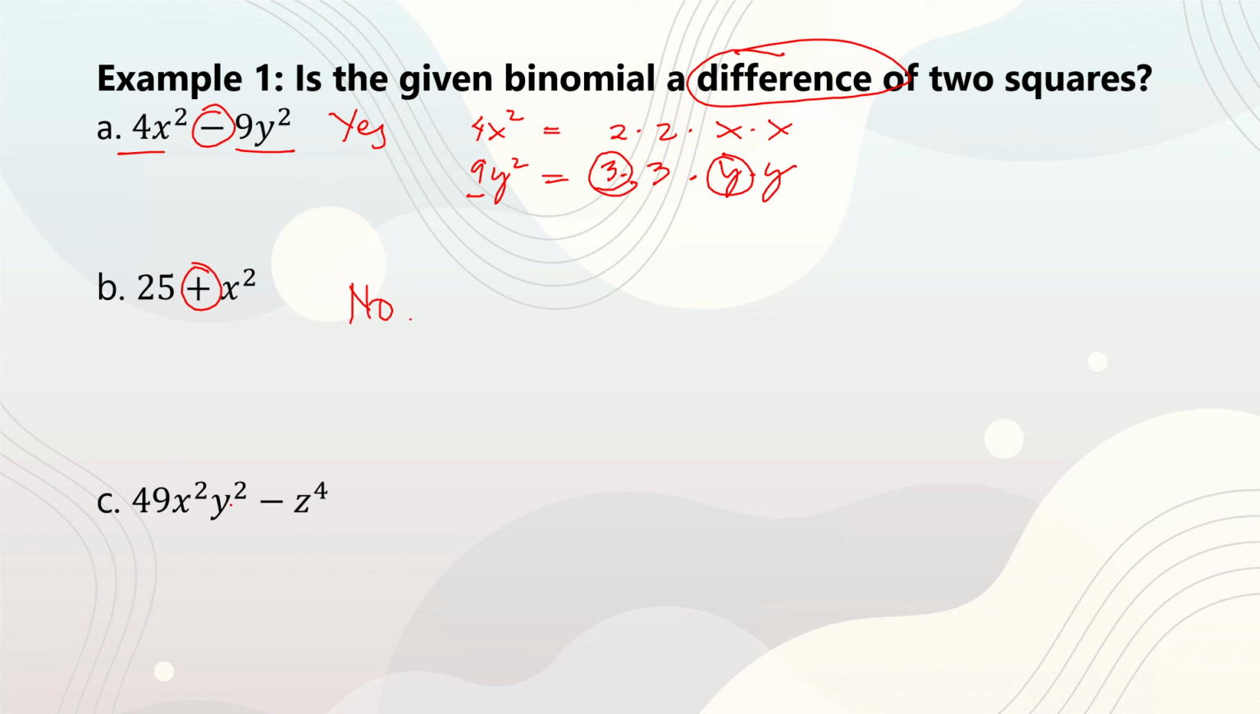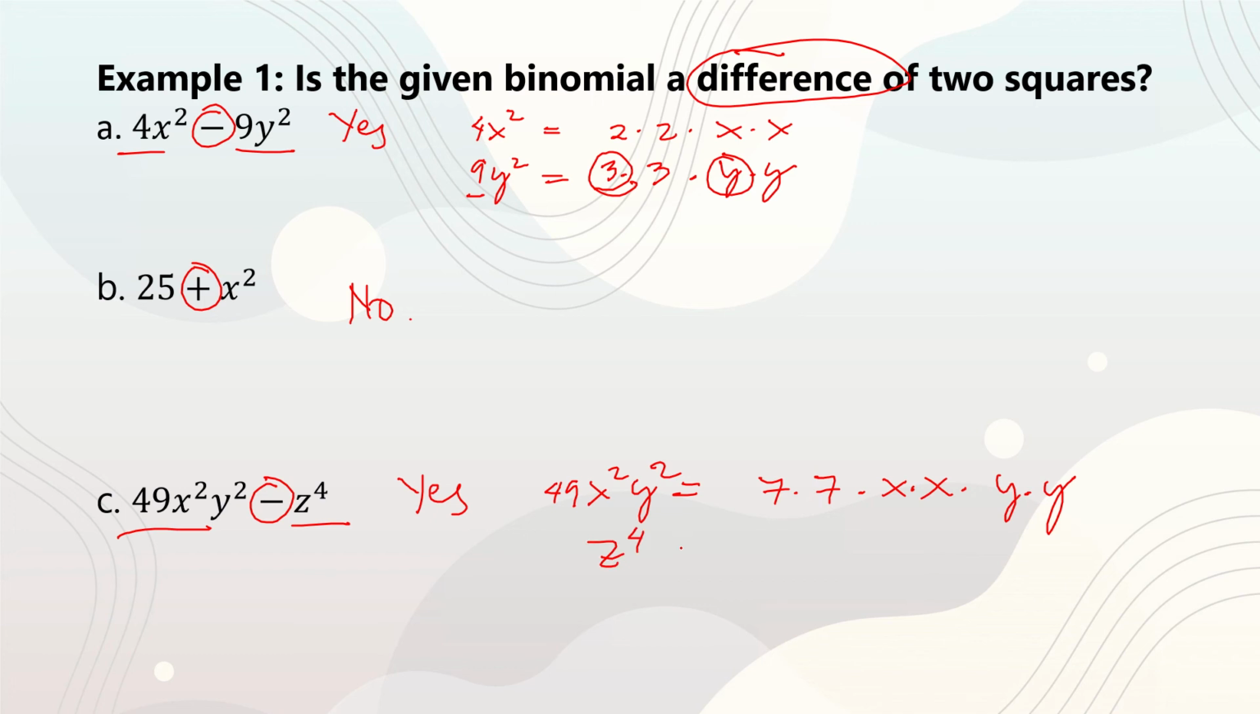Letter C. The answer is yes. Why is it that this is a yes? Because if you notice, minus. Check. Dalawang terms. Check. First term ba, perfect square? 49x squared y squared. Oo, kasi 49 is 7 times 7. X is x times x. Y is y times y. So check na check.